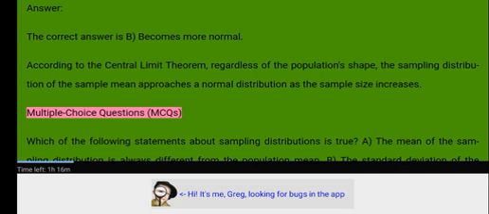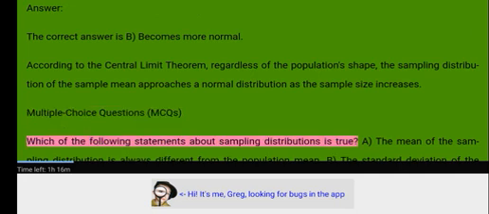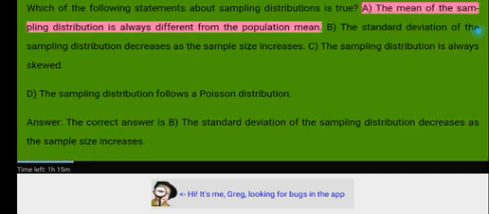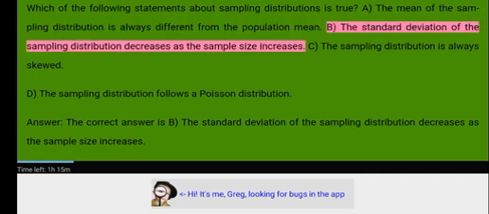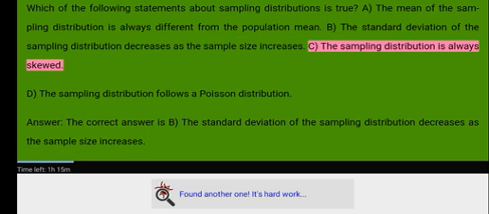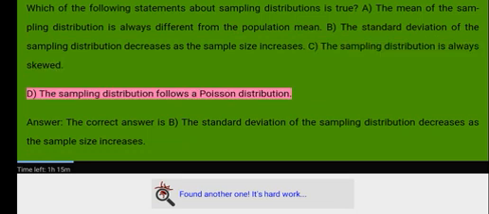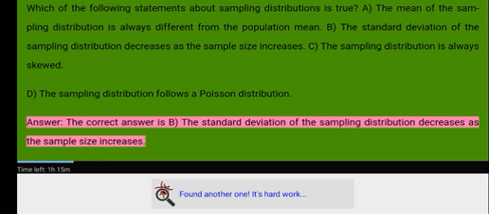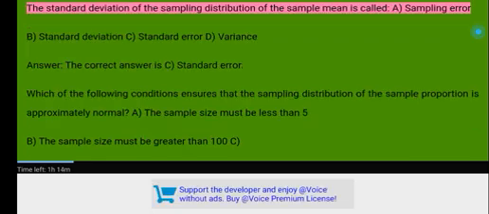Multiple choice questions, MCQs. Which of the following statements about sampling distributions is true? A. The mean of the sampling distribution is always different from the population mean. B. The standard deviation of the sampling distribution decreases as the sample size increases. C. The sampling distribution is always skewed. D. The sampling distribution follows a Poisson distribution. Answer: the correct answer is B. The standard deviation of the sampling distribution decreases as the sample size increases.